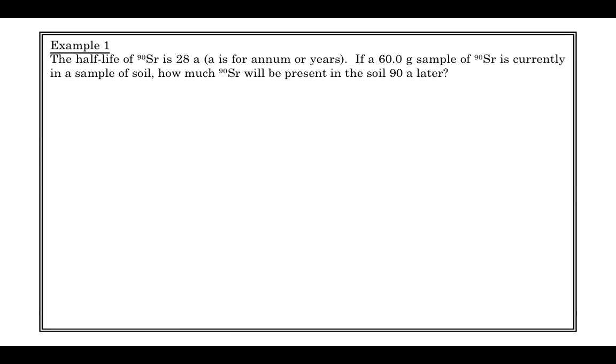So the half-life of strontium-90 is 28 years. Okay, so that's 28 years is the half-life of strontium-90. If a 60 gram sample of strontium-90 is currently in a sample of soil, how much will be present 90 years later? All right. Well, we know what the half-life is. It's 28 years. We know the original mass. The original mass is 60 grams. And we know how much time is going to pass before we measure again, and that's 90 years later.